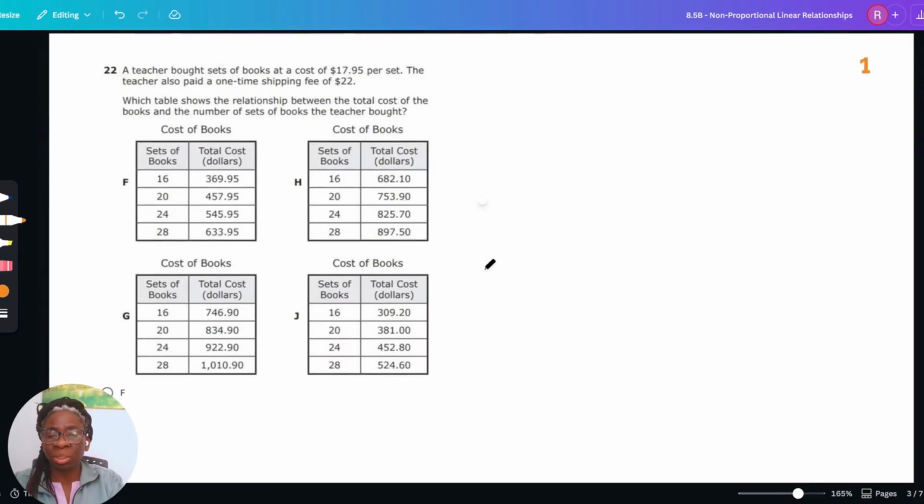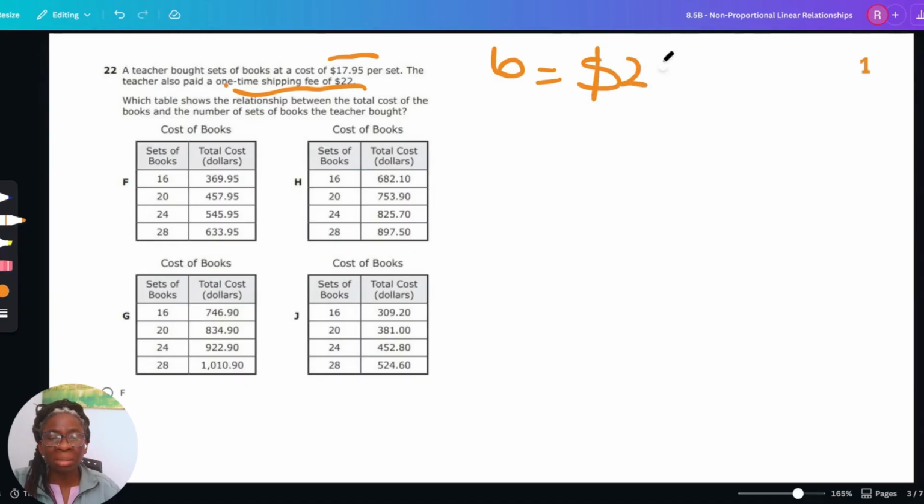So now let's take a look at this question. A teacher bought sets of books at a cost of $17.95 per set. The teacher also paid a one-time shipping fee. This means there is an initial payment. So from this question, b is $22 and m, which is the amount paid per set, is $17.95. So this is not proportional.